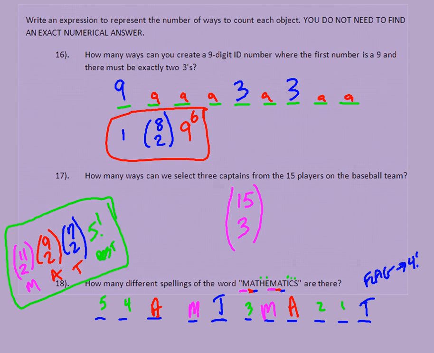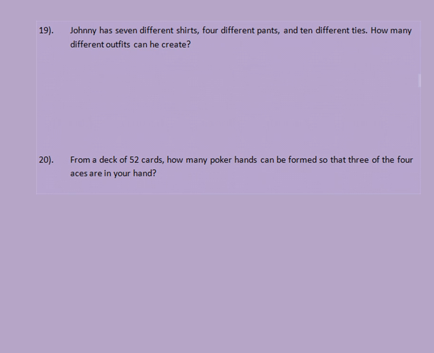Alright, moving on. 19. He has 7 different shirts, 4 different pants, 10 different ties. How many outfits did he create? Well, just go one part at a time. These are steps, so we're thinking multiplication still. 7 different shirts. Well, he has 7 shirts. He can only choose 1 to wear, so 7 choose 1. For 4 different pants, 4 pants, he's got to choose 1. 10 different ties, he has to choose 1.